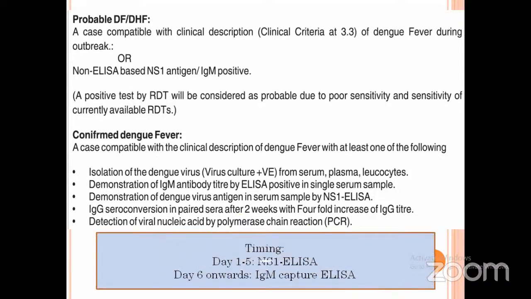And the timing is most important, so you need to time the test accordingly. With less than 5 days of illness, you need to get the antigen test. With more than 5 days of illness, you need to send for the IgM antibody. So the timing is important. PCR can be done mostly in the early stages.